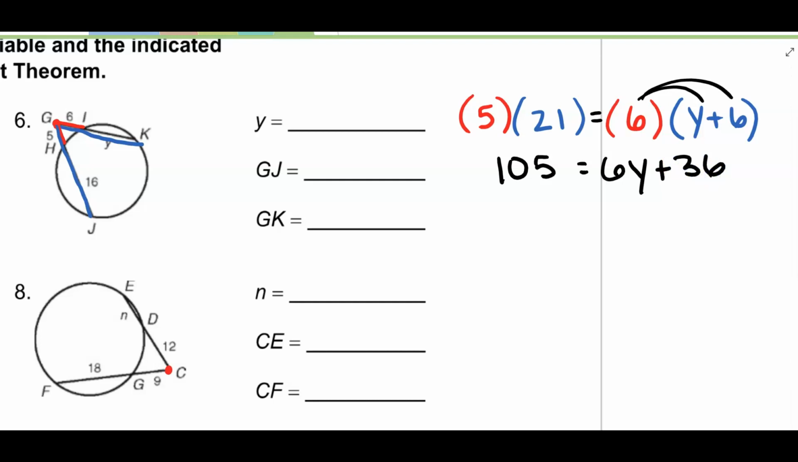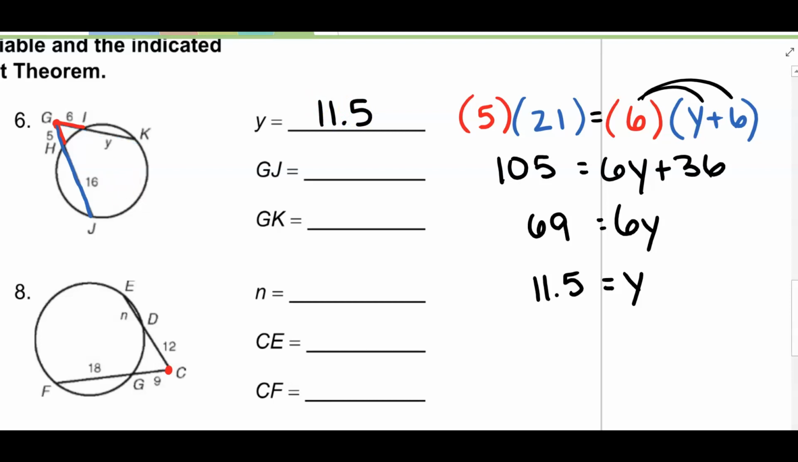Subtract 36 from both sides. I get 6y equals 69. Divide both sides by 6, and I get y equals 11.5. So now the length of, let's fix this. That's bothering me. GJ, that entire length we already said is 21. And now the length of GK, well, it's going to be the 6 plus 11.5, so that gives us 17.5.